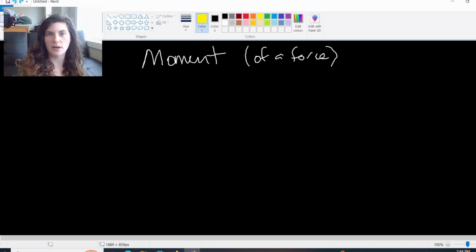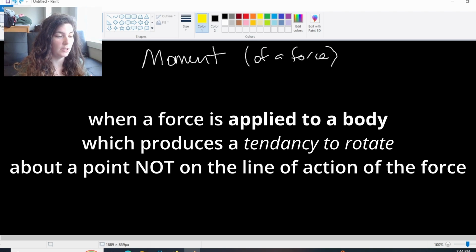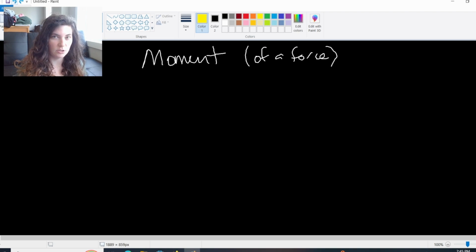So today we're going to talk about a concept that you probably haven't seen before in any other class, including your physics classes, and that is this concept of a moment. So let me read you the definition of a moment. A moment is when a force is applied to a body, which produces a tendency to rotate about a point that is not on the line of action of the force. So let's go ahead and dissect that statement and see what a moment means.